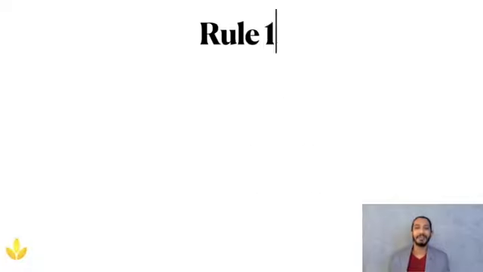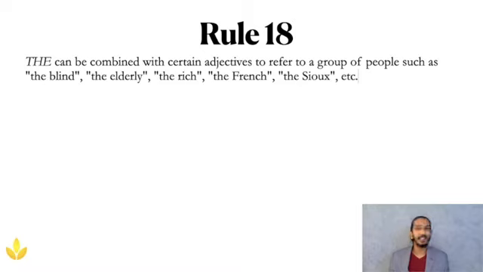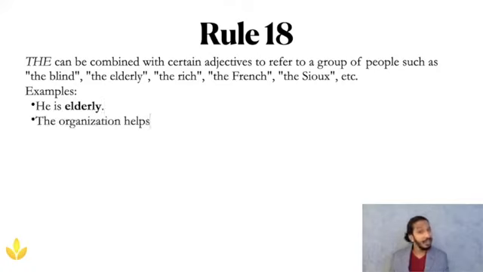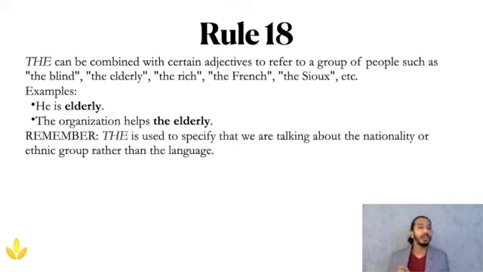Rule number 18. The can be combined with certain adjectives to refer to a group of people, such as the blind, the elderly, the rich, the French, and so on. For example, the organization helps the elderly. Remember, the is used to show that we are talking about the nationality or the ethnic group rather than the language here. The elderly refers to the group of people they belong to.